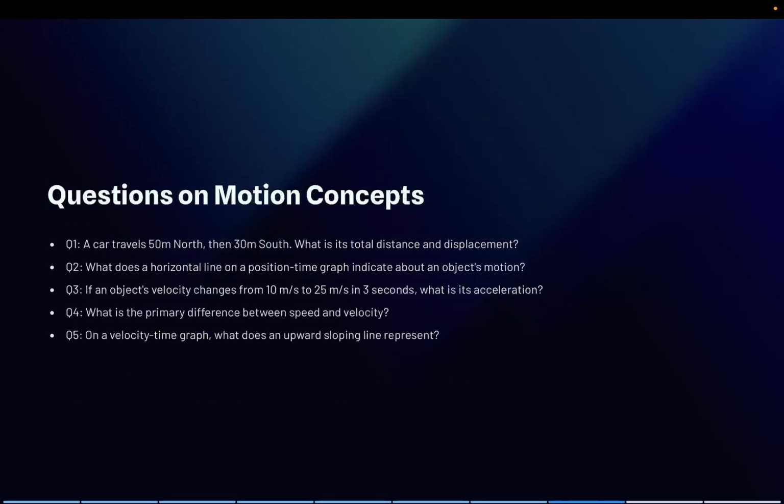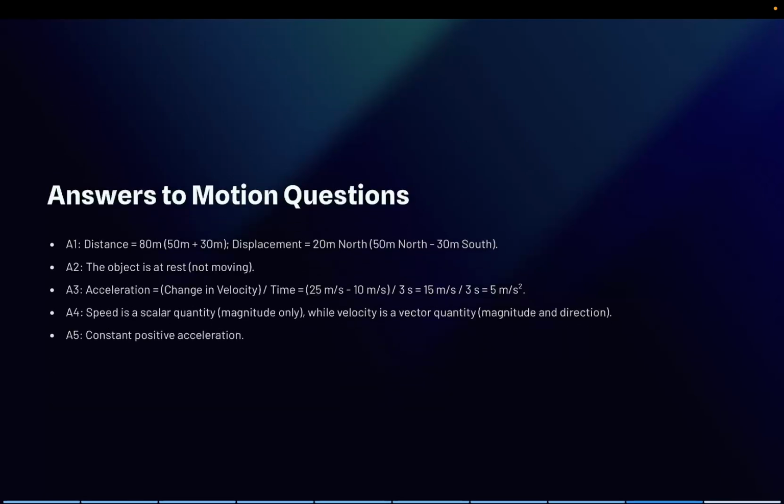On a velocity time graph, what does an upward sloping line represent? We're talking about the second one, the velocity time graph. What does the upward sloping line represent? As we saw in the definition earlier, it represents a constant positive acceleration. That means when it is showing upwards, the rate of change of velocity is positive. So it's increasing.